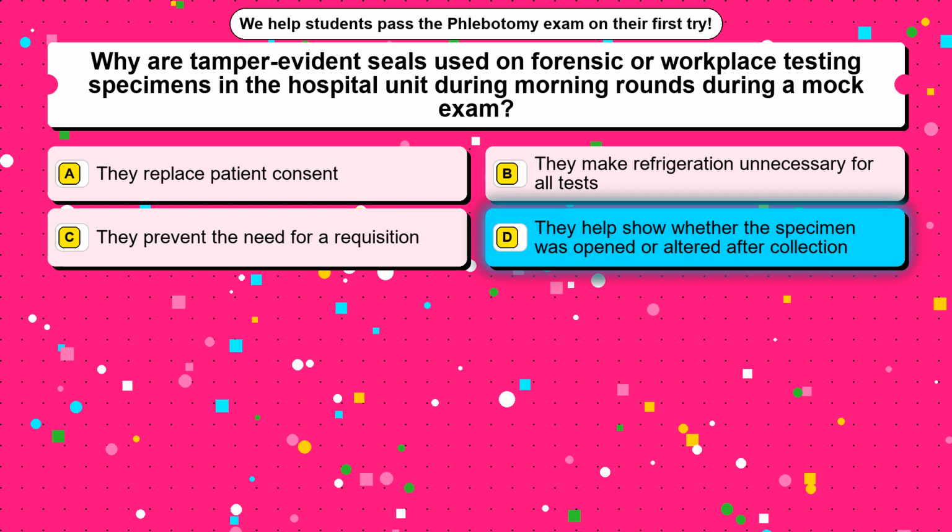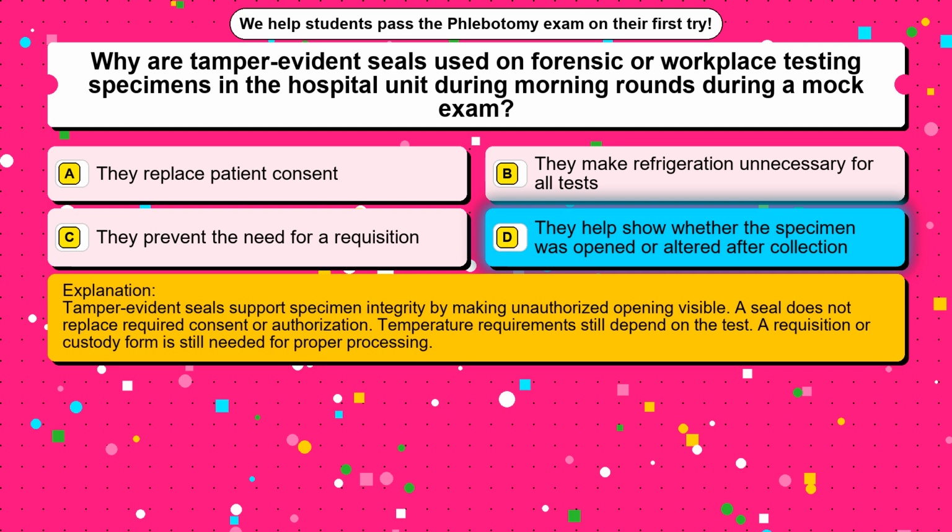The correct answer is option D. They help show whether the specimen was opened or altered after collection. Tamper-evident seals support specimen integrity by making unauthorized opening visible. A seal does not replace required consent or authorization. Temperature requirements still depend on the test. A requisition or custody form is still needed for proper processing.